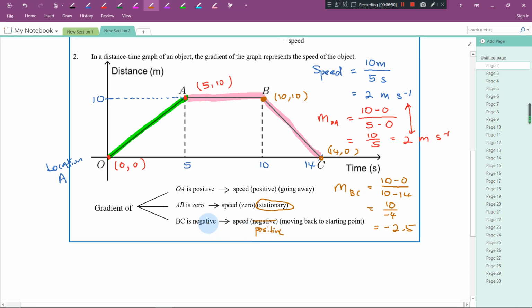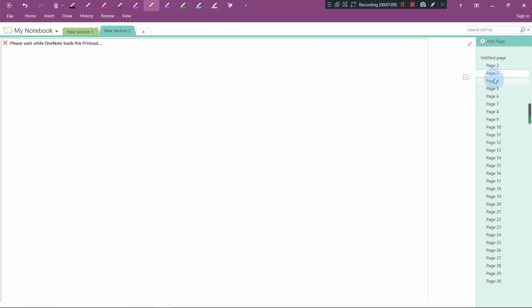I wrote negative here, which may be a little bit confusing. When we talk about speed, we always write positive. When you find that the gradient is negative, it just means that the object is moving back to the starting point. Okay? So now I hope that you can understand this type of graph thoroughly. Now let's look at some examples.